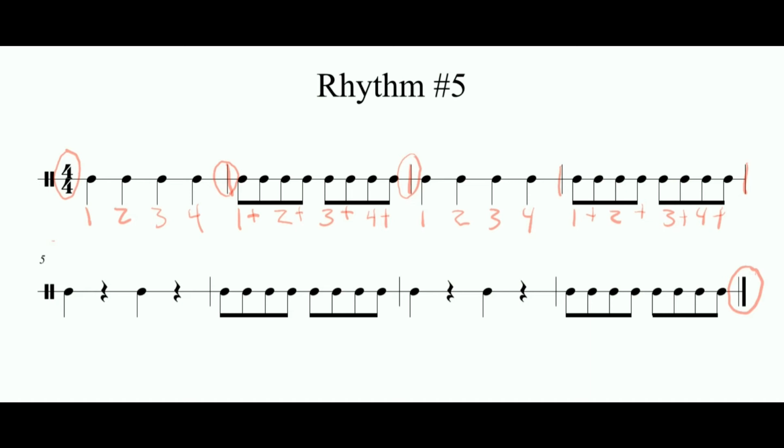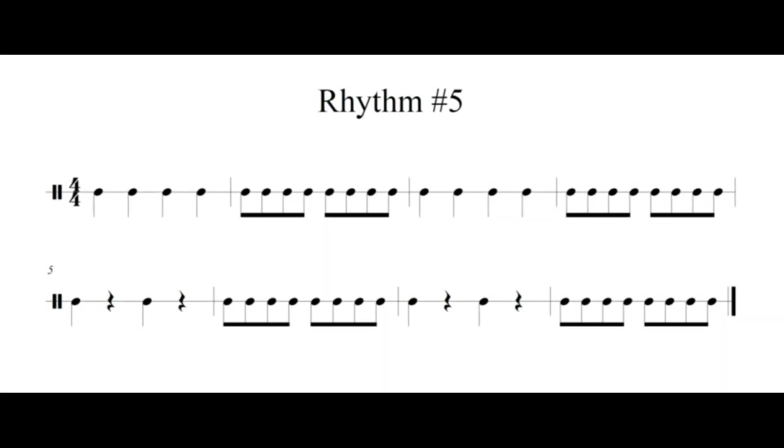Here we go. 1, 2, 3, go. 1, 2, 3, 4. 1 and 2 and 3 and 4 and 1, 2, 3, 4. 1 and 2 and 3 and 4 and. Very good. As you can hear, the eighth notes go twice as fast, or you're going to have twice as many in the same space as a quarter note.